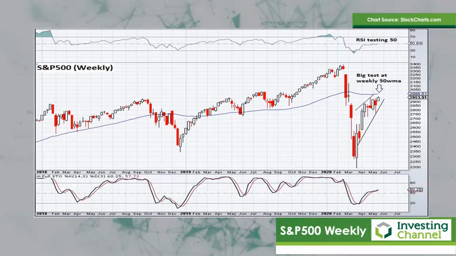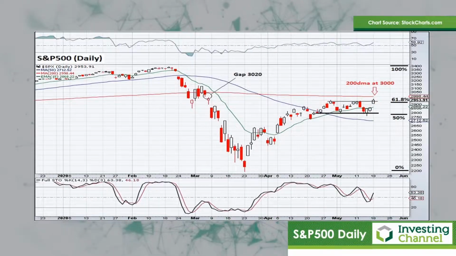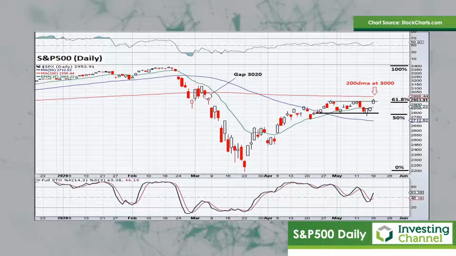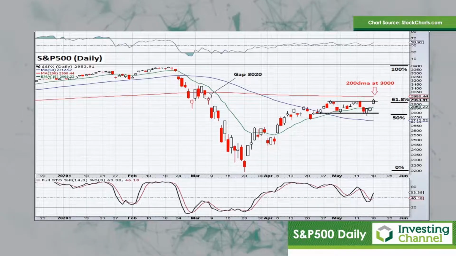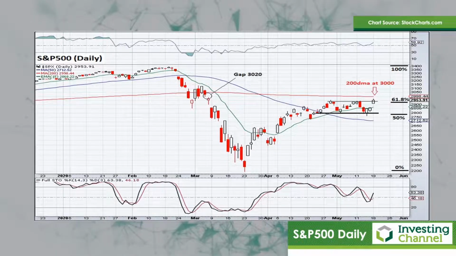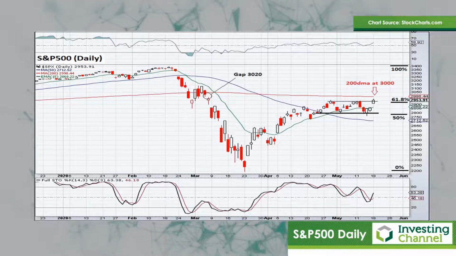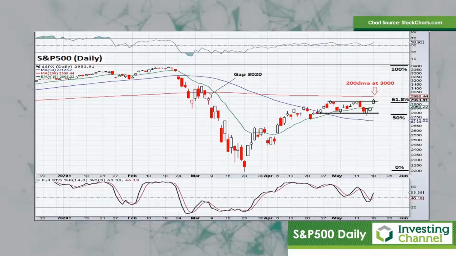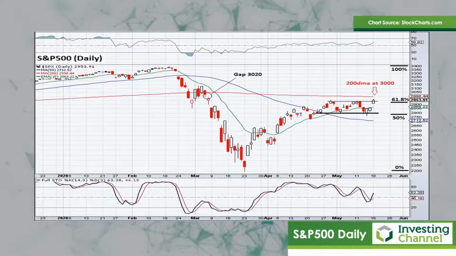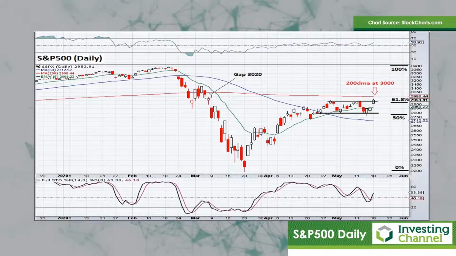The next chart takes a look at the daily trading activity on the S&P 500, and this looks back over the last 5 months. What's evident here is that the market for the last 3 weeks really has been range bound between 2,800 up to about 2,940. Notice the 61.8% retracement of this entire sell-off is coming in at around 2,935. The market's been bumping up against that 61.8% retracement quite a bit over the last 3 weeks.